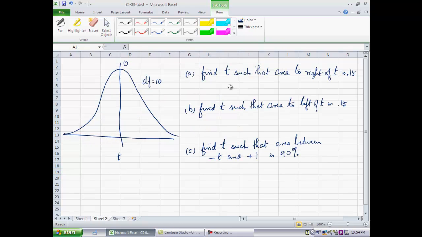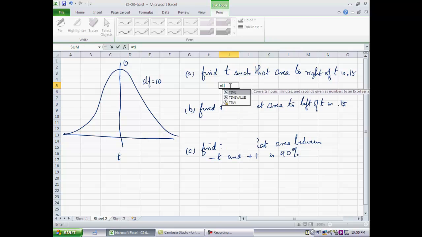So find T such that the area to the right of T is 0.15. Since I know the probability but I want my location on the x-axis, I would use the T inverse function. Now notice the inputs that T inverse requires. T inverse requires a probability and degrees of freedom. Unfortunately, as I mentioned in class, the T inverse function always works with two tails. So since I want the area to the right of t to be 0.15, that's one tail. So 2 tails is 0.3. So the input I have to give here is 0.3, not 0.15.